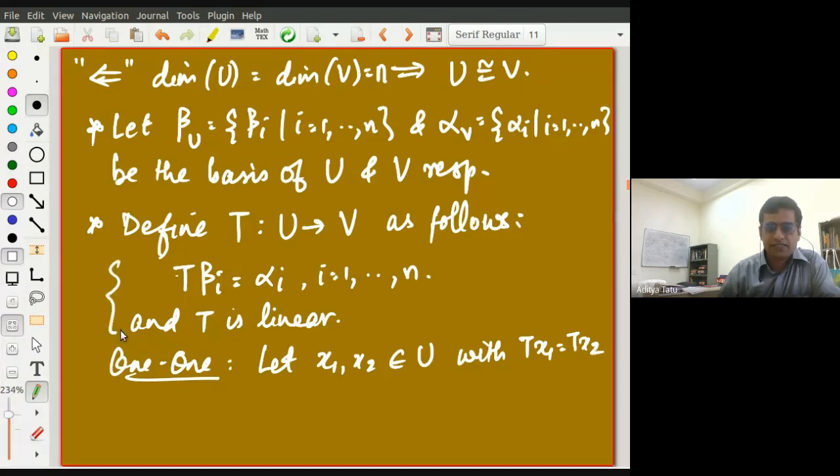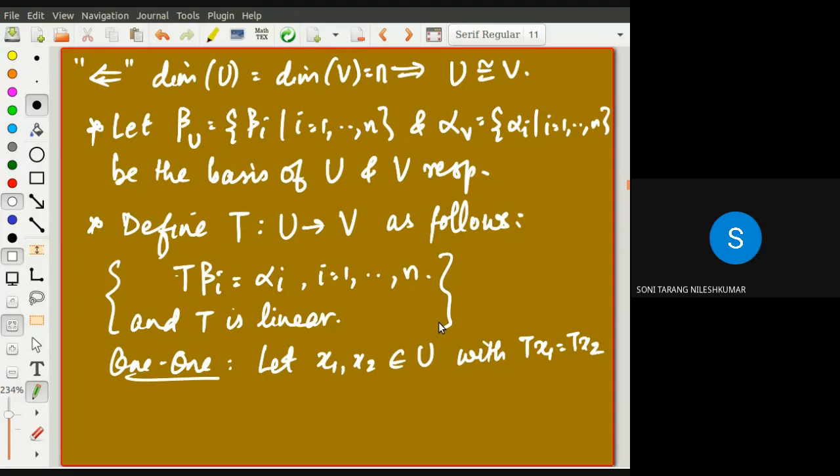By the way, is the definition of T clear to everyone? Do you see something wrong in my definition, or are you happy with this way of defining T? If I have to define functions between two sets, I need to specify for each element of my domain set what the function maps this element to. So have I done that? And is this a well-defined function? Yes, sir, because beta U spans U and alpha V spans V. That's why for all the points in U, the map is automatically defined.